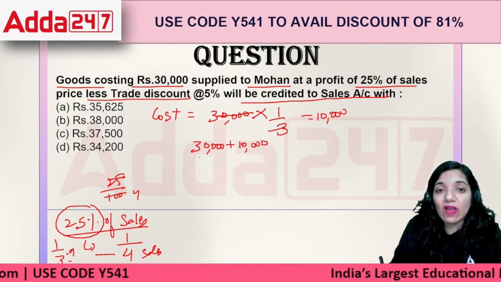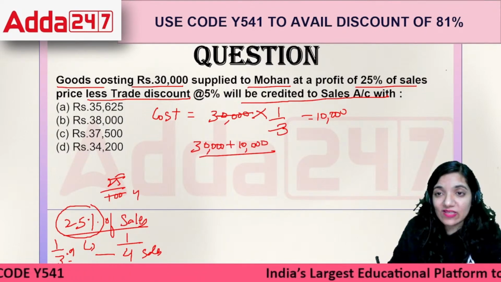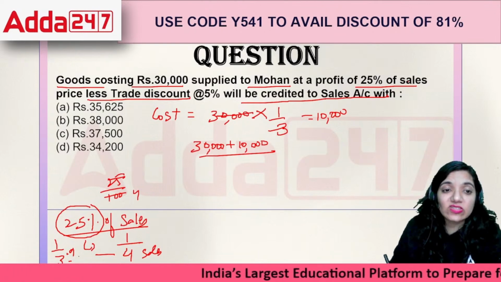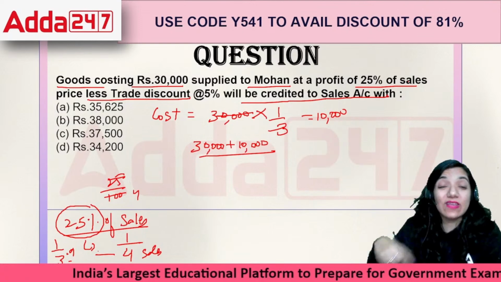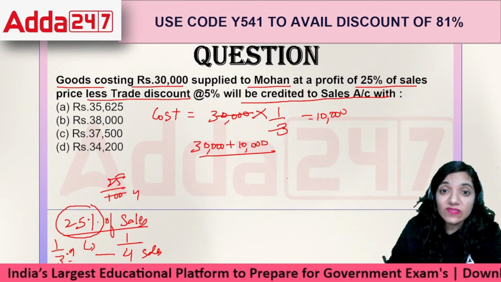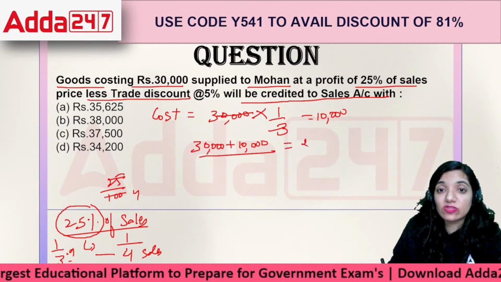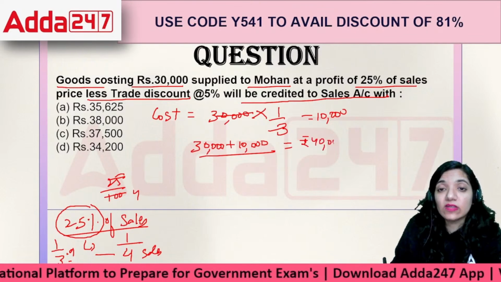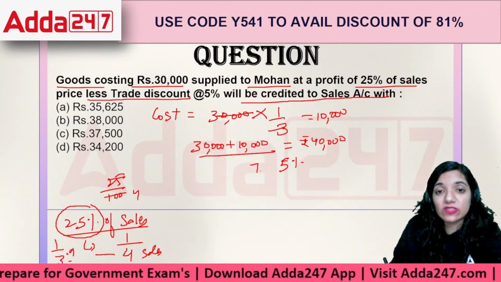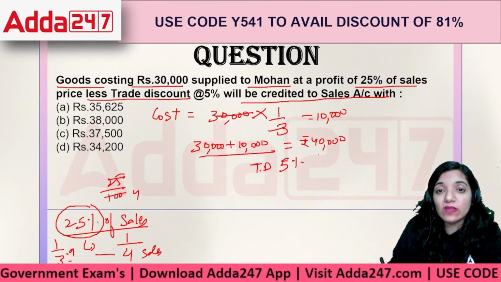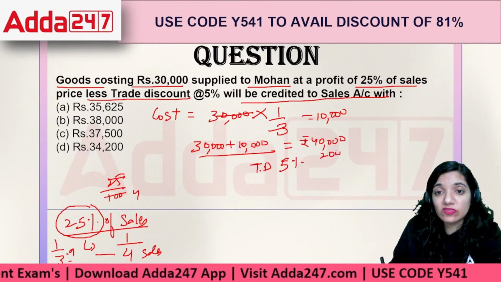It is 30,000 plus 10,000. The rule is if you have a percentage given on sales and you want to go back to the cost, just deduct 1. If you want to go further, then just add 1. So it would be 40,000 rupees altogether. This is the selling price, and from it deduct 5% of TD, right? So TD would be 5 fours are 20, it's 2000 rupees.